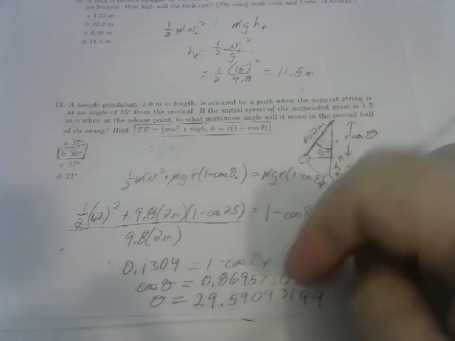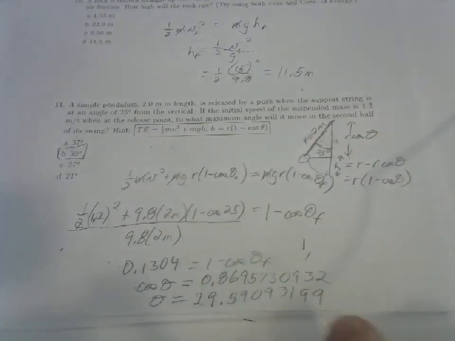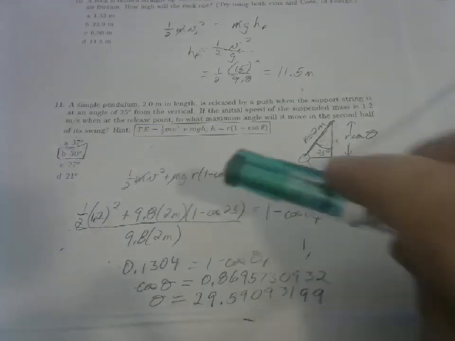1 minus cosine theta is 0.1304, cosine theta is 0.8695, and theta is 29.59, which rounds up to 30.